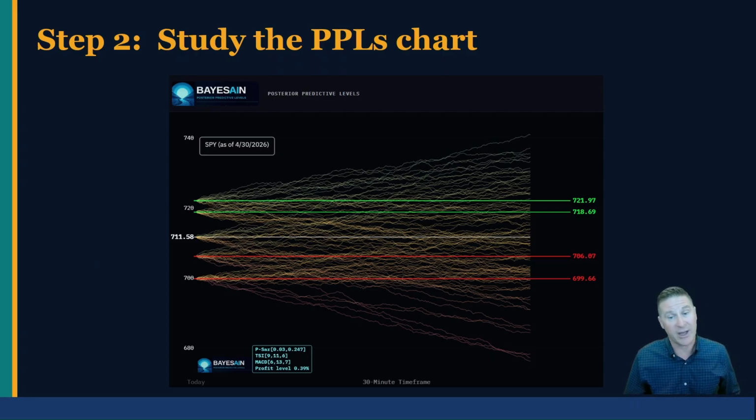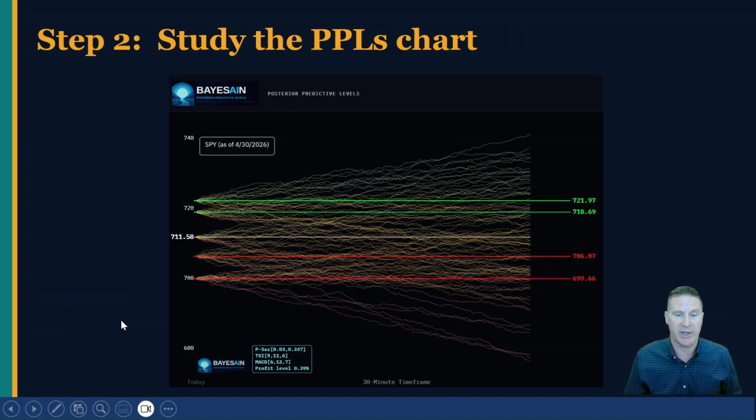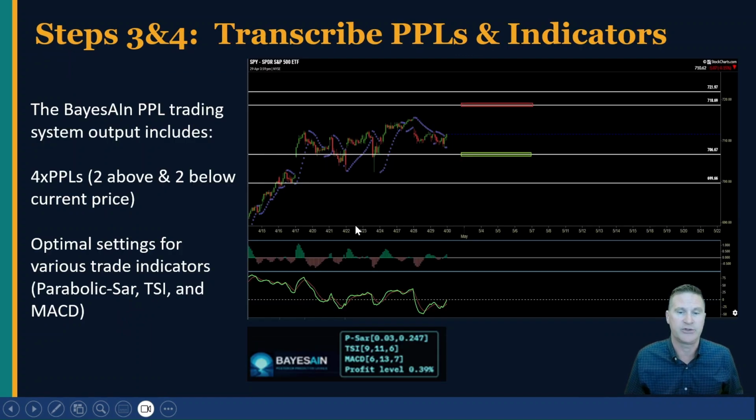Here's an example output from the Bayesian learning algorithm. Again, if you want to see one live, check out that other video. You can also see here at the bottom the optimal parameters for this particular trade setup. This is parabolic SAR, TSI, MACD, and you'll also see the profit level itemized there. You will then take those PPLs from this particular chart and transcribe them onto your charting service of choice.